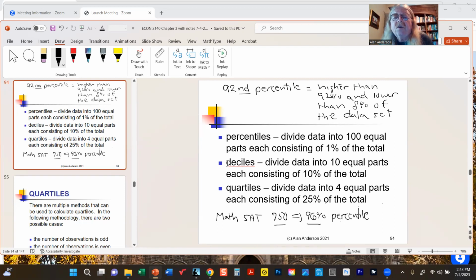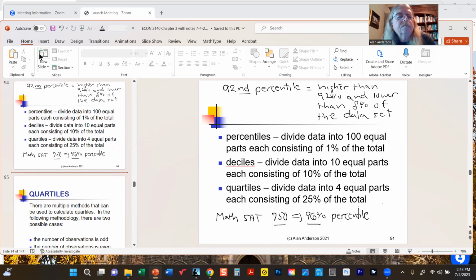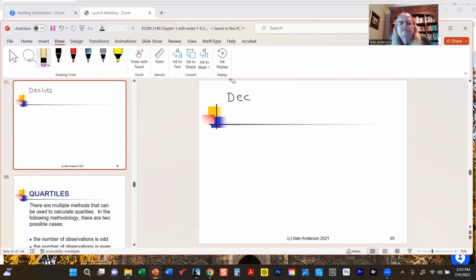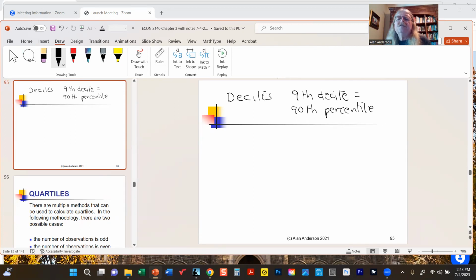Then we have deciles. Deciles are a little different. All you're doing here is breaking up the data into 10 equal parts, each of which represents 10% of the data. So in other words, just as an example, the 9th decile would be equivalent to the 90th percentile. You don't see this as often. You might use this when you don't need to be quite so precise. This way you're only getting like 90, 80, 70, for example.